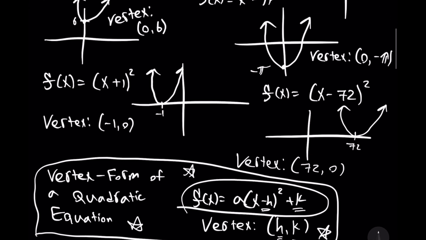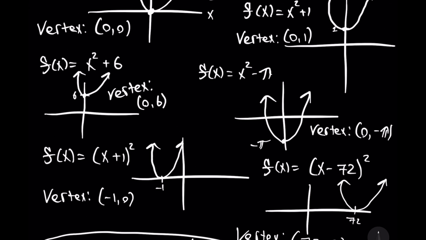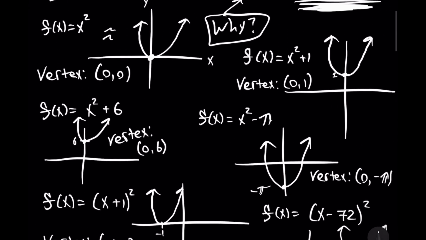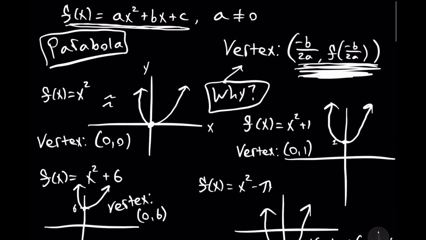I don't know about you, but I think that's pretty cool. And I remember when I first was studying this many moons ago, I wanted to know, how the heck do we know that the vertex is at negative b over 2a? How do we know that's the x-coordinate? And this is one way to derive that. And I think this is a really good exercise.